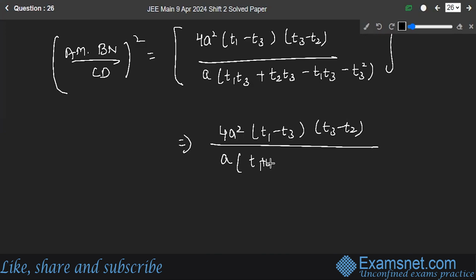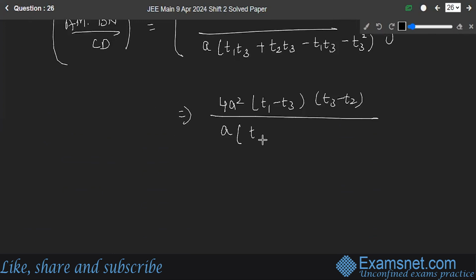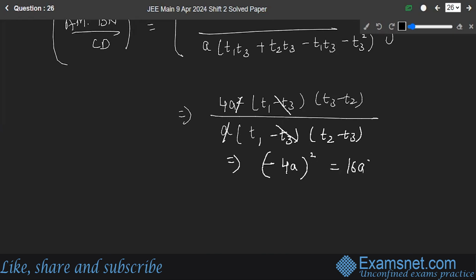So this will be (T1 minus T3)(T2 minus T3), or they will cancel. This will be minus outside, minus this, and this will also cancel, 4A square, or this will be 16A square.